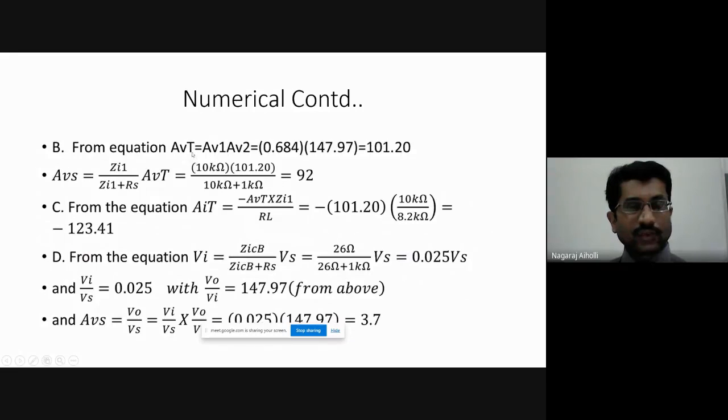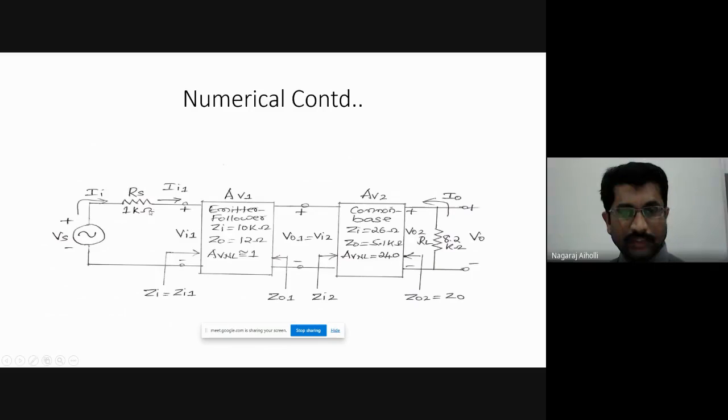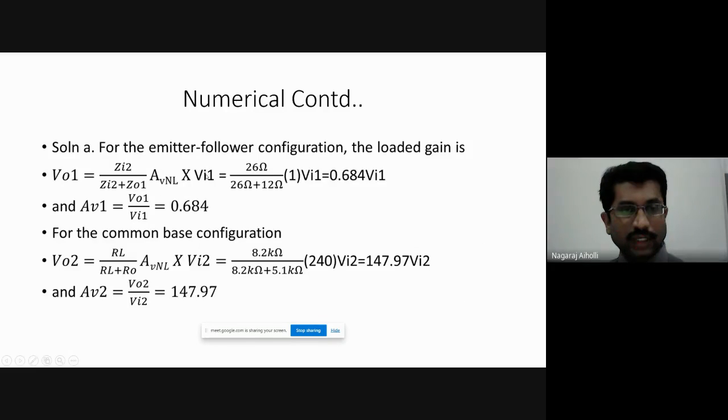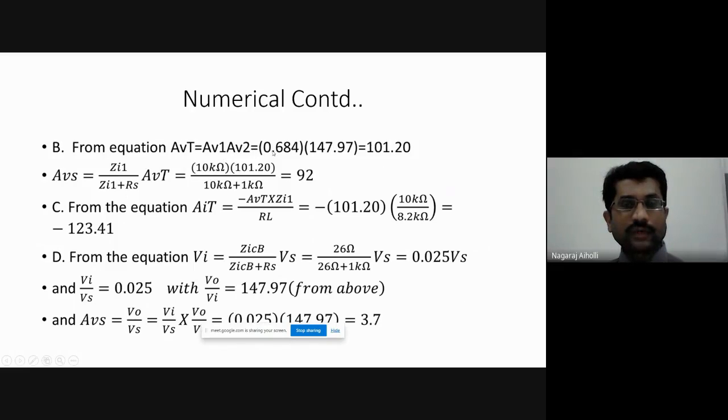We know that the total voltage gain of the cascaded system, that is the system which consists of many stages, is given by the product of the gain of the individual stages. AV total is AV1 into AV2. There are only two stages here. One is the emitter follower, first stage, and the second stage is common base. Therefore, as there are two stages, the total gain of the system will be the gain of the emitter follower multiplied by the gain of the common base. That is, AV total is equal to AV1 into AV2.